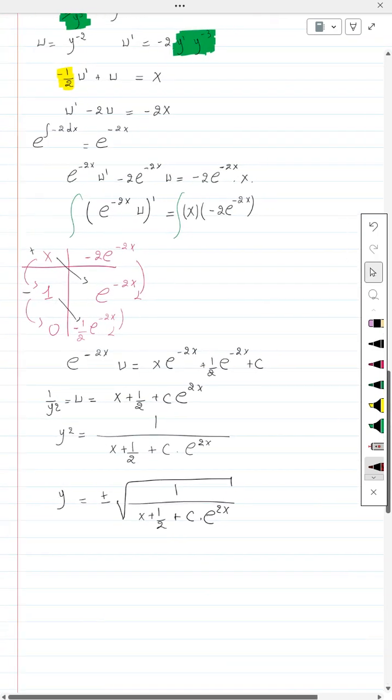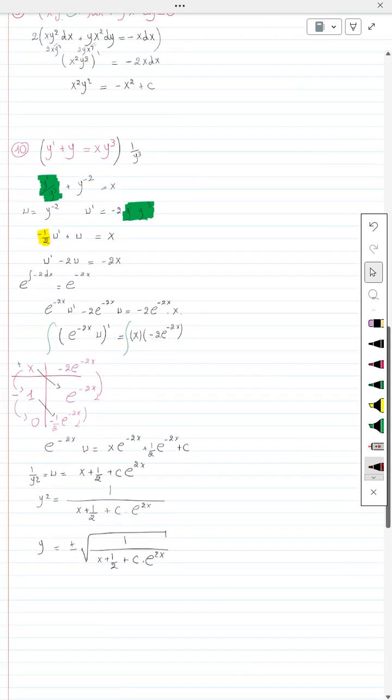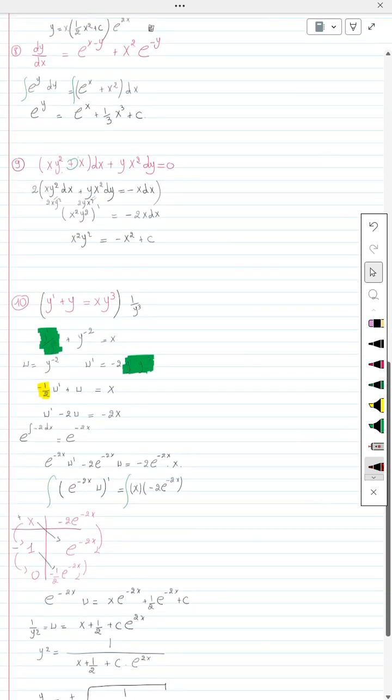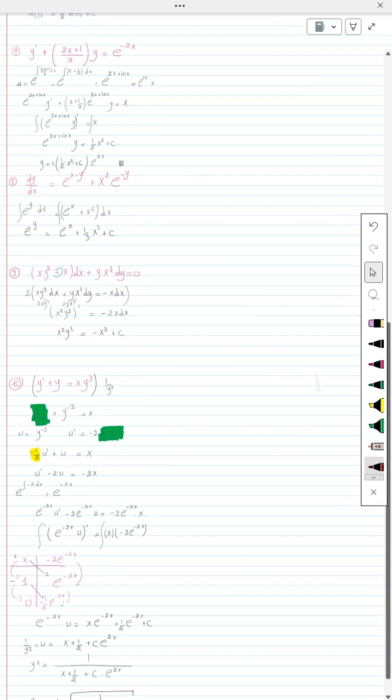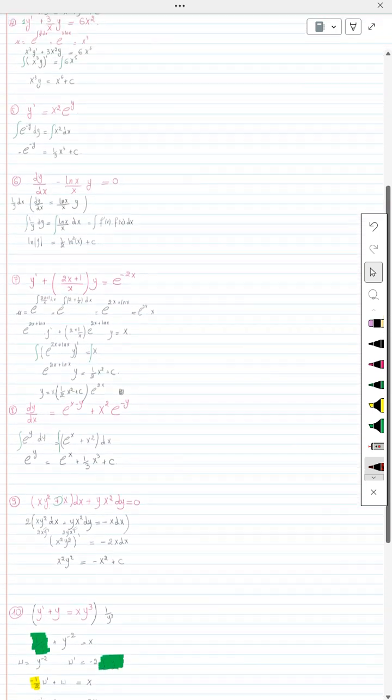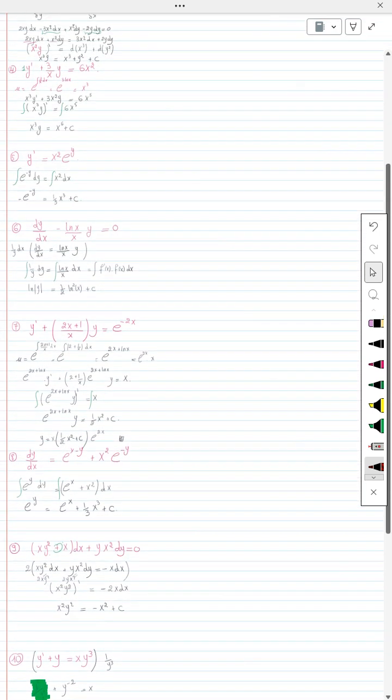So as you can see, these are some examples about some types of differential equations. I hope that you have understood. See you in the next videos.